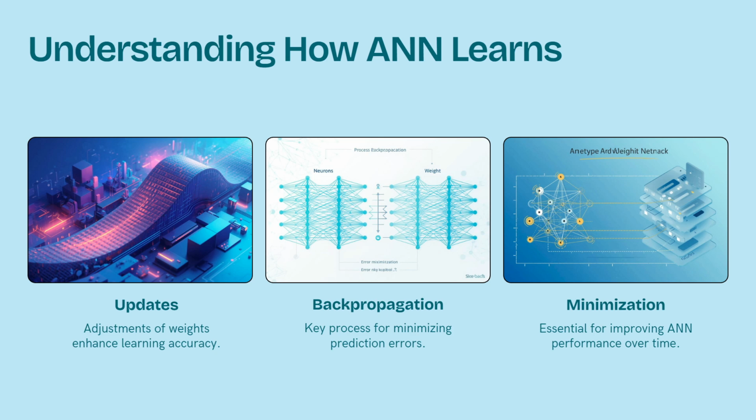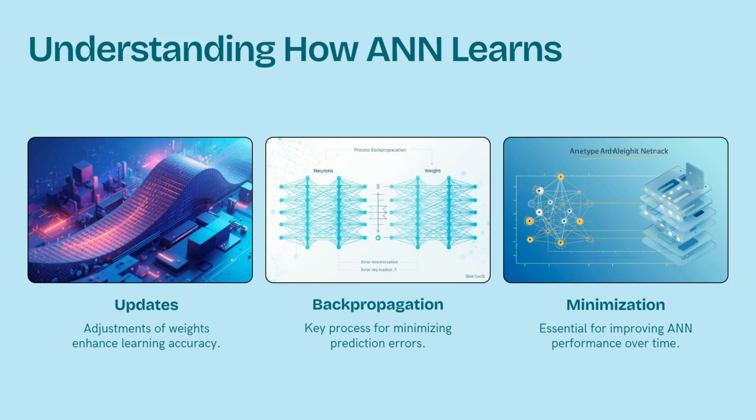Next, the third step we have is the weight update. The strength of the connection, called weight, gets updated. Some become stronger, some weaker. In step 4, minimization, over time the ANN makes fewer mistakes. It gradually improves until it becomes highly accurate.